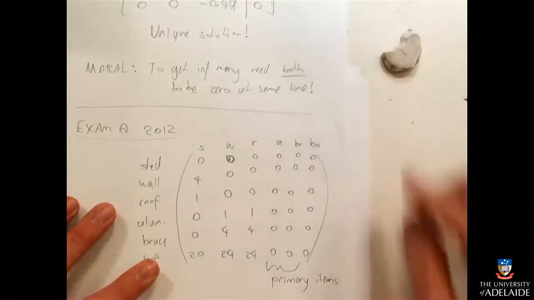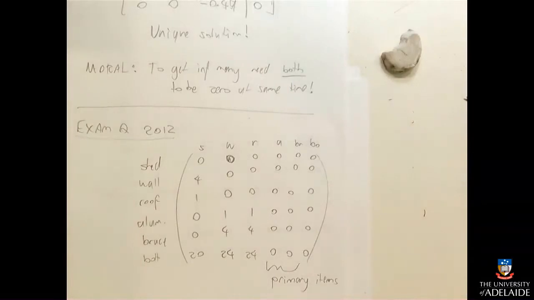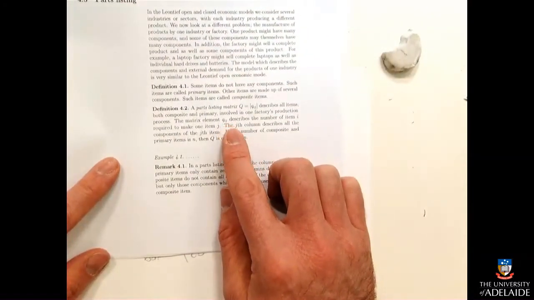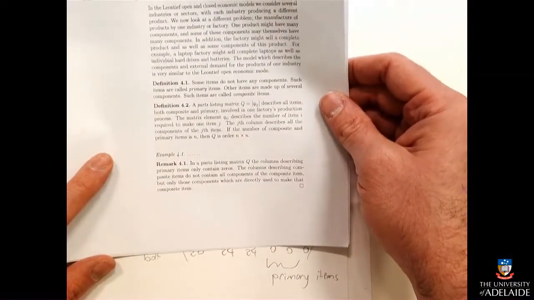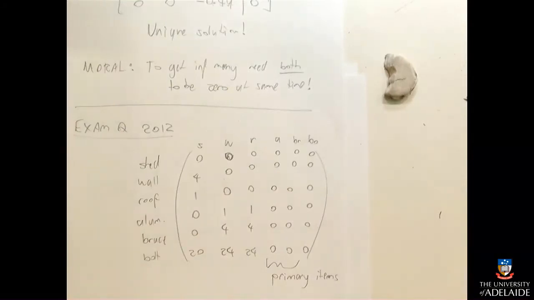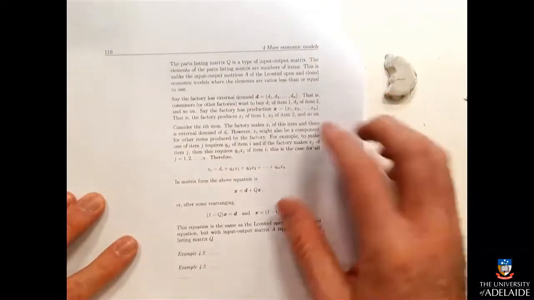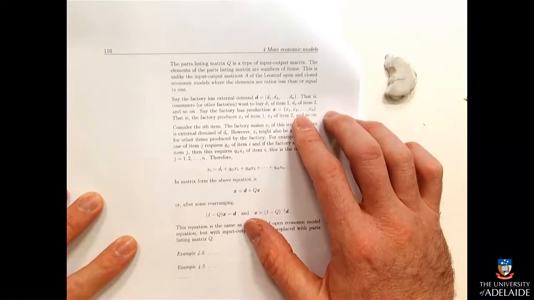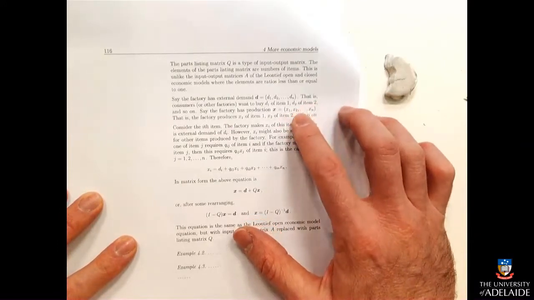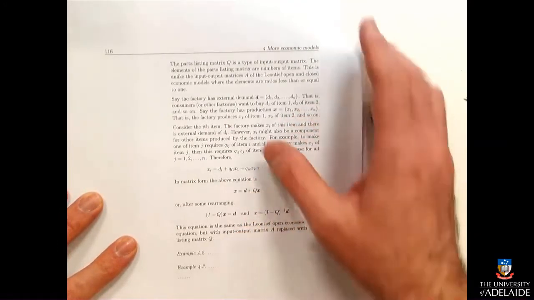It's usually a fair call that if you are trying to describe something to somebody that you're doing in a maths course, there's usually a word for it if you need to try and tell someone about it. So, parts listing matrix, we've got that. Elements of the parts have numbers of items. Okay, so we have a demand. Okay, here we go.